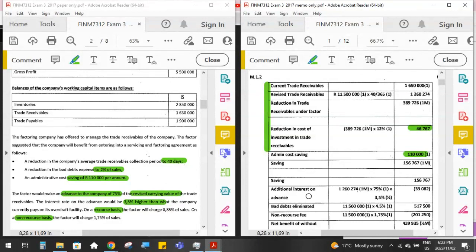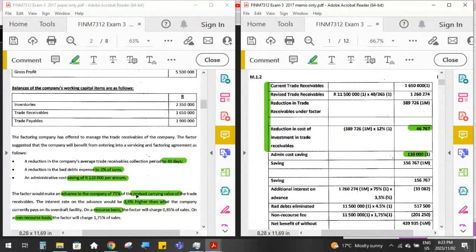Now I want to go and look what else is going to change. If I factor, what else is going to increase? What else is going to decrease? Okay, so the next one that they've said is that in addition to this 12% overdraft charge on my investment that I've got, they are going to give me an advance equal to 75% of the revised carrying value. So we work out revised carrying value times 75%.